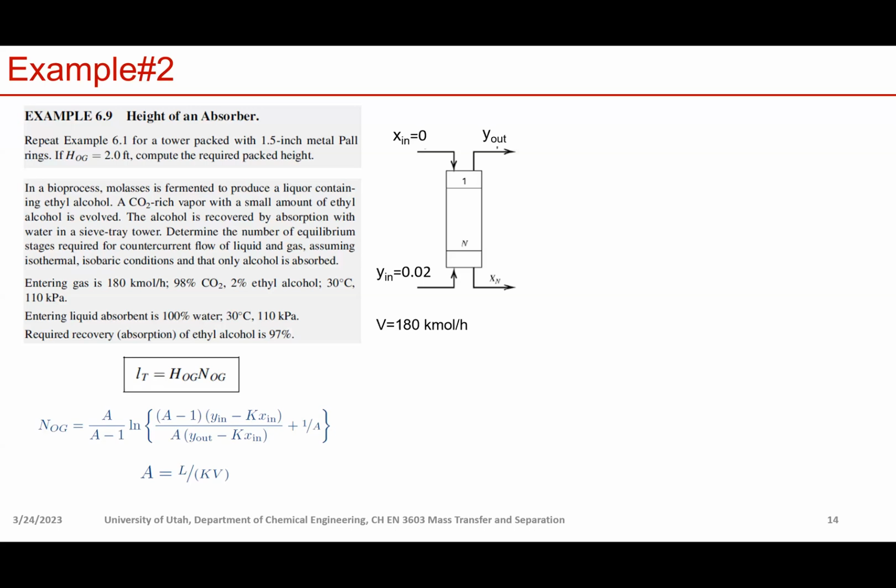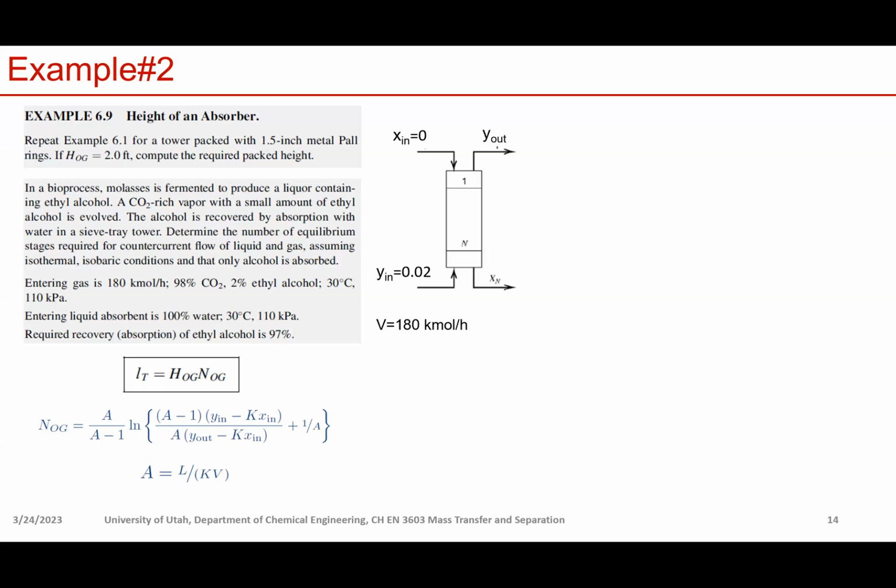So we know V here, and K is a K value, which is known if you're given the temperature and the pressure. For an ideal system, the K value can be computed. Then we just need to find out the liquid flow rate.